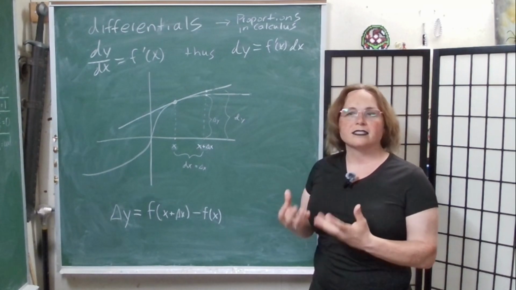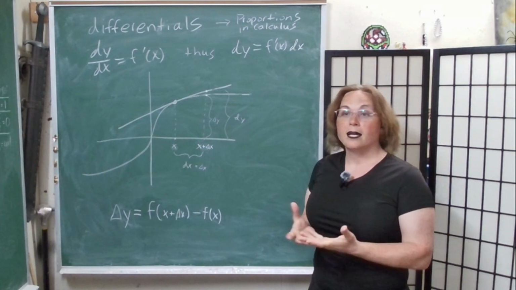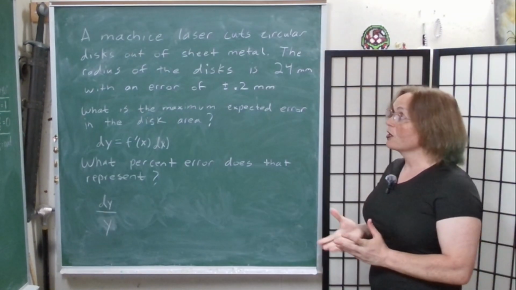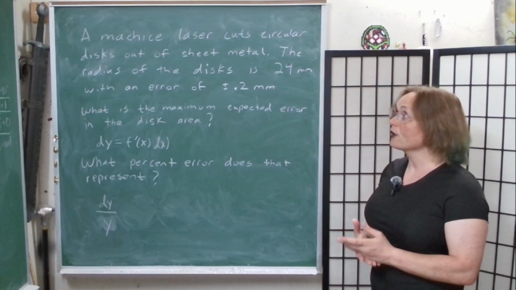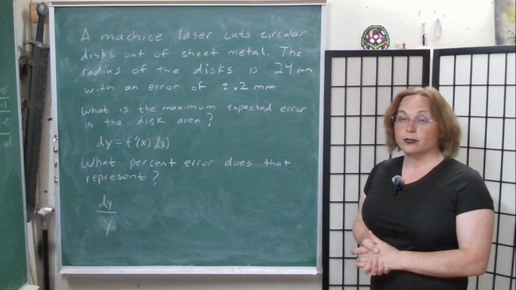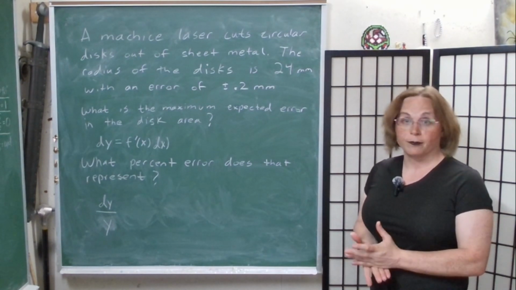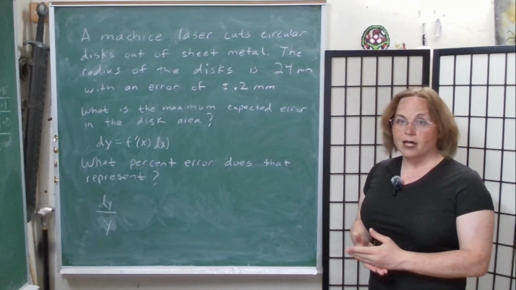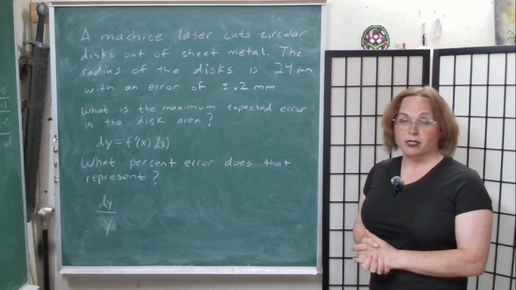So let's look at an example of how this gets used, and it'll make a little bit more sense to you, I hope. So here we have a machine laser cutting circular discs out of sheet metal. The radius of the discs is 24 millimeters with an error of 0.2 millimeters. What is the maximum expected error in the disc area, and what is the percent error that this represents?